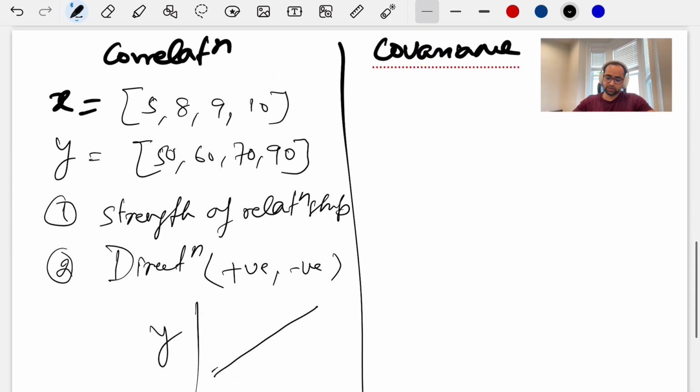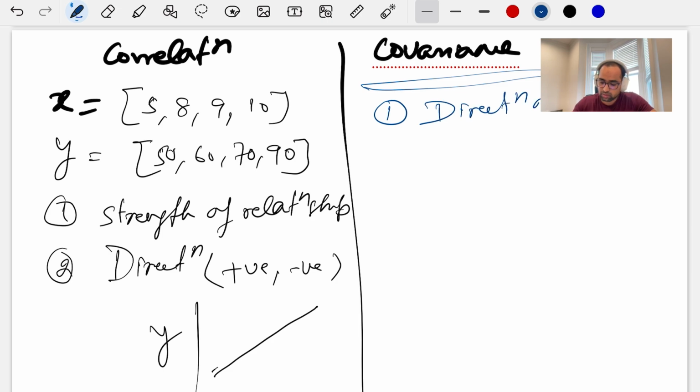This is about correlation. Now let's come to the covariance. Covariance is also used to understand the relationship between two variables, but it only gives the direction of the relationship. So it only says what the direction is.